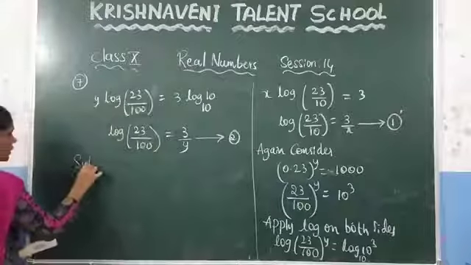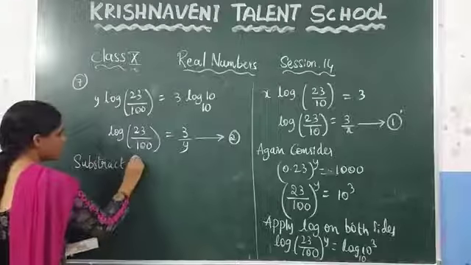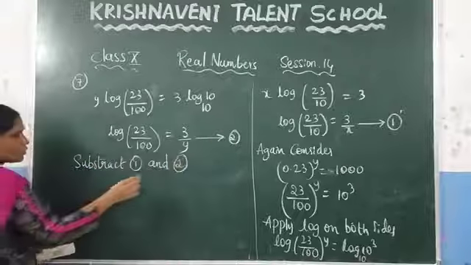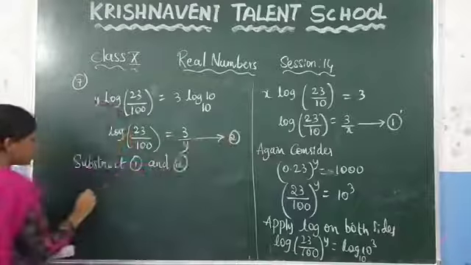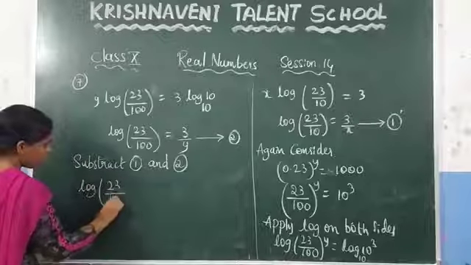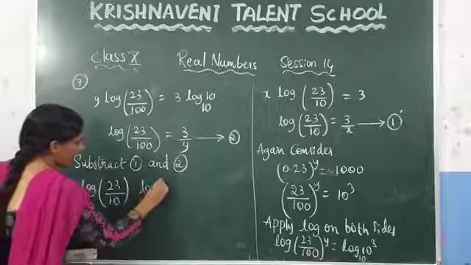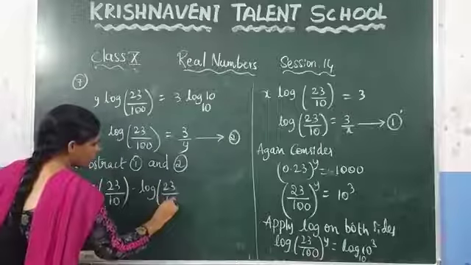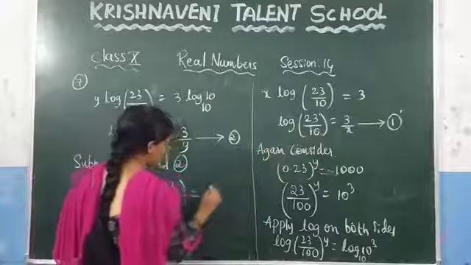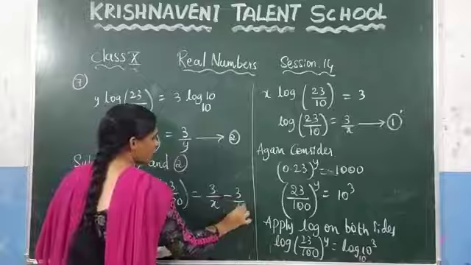Right, then subtract 1 and 2. If you subtract 1 and 2, what will you get here? So subtract these two equations. What is there in the left hand side? Log 23 by 10. Here what is there? Log 23 by 100. Again you need to subtract the RHS part. What is there here? 3 by x. And in the second equation it is 3 by y.